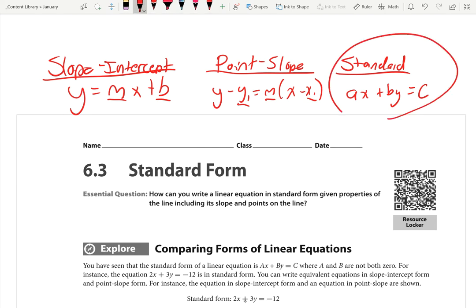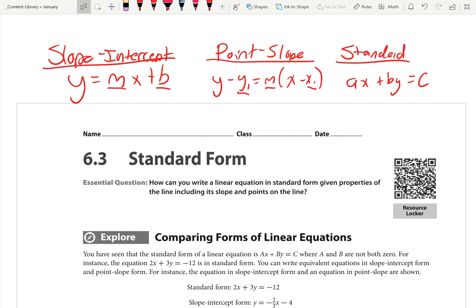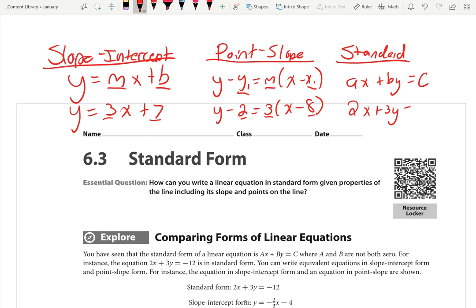Still, standard form is helpful, especially with word problems, I think, more than anything else. But it's this. You essentially have the x term and the y term together on the same side of the equal sign, and then your constant term, or whatever is a basic number, over there on the other side. So examples of each. Slope-intercept form, an example of that would be y equals 3x plus 7. That would be fine. That's slope of 3 and a y-intercept of 7. Point slope form would be like y minus 2 equals 3 times x minus 8. Again, you have the slope of 3 and the point of 8, 2.